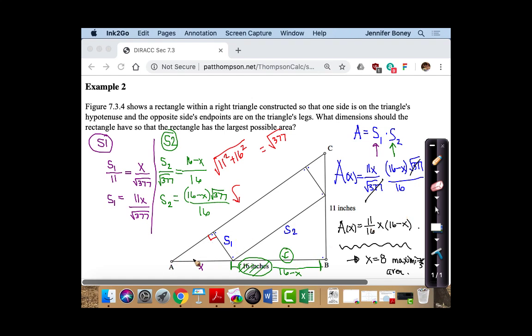Now in this case, I didn't talk about it too much other than just say, well, x has to be something between 0 and 16. Okay, but that didn't come up to be an issue because the only critical value that we'd have from this would be at x equals 8 anyway, which is between 0 and 16.